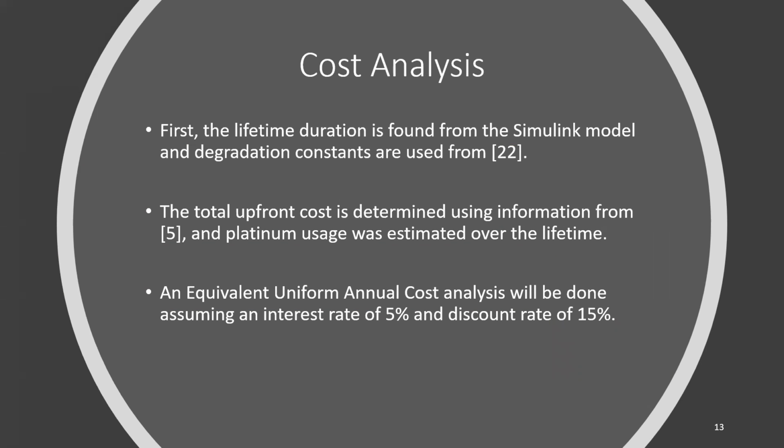Okay, so for the cost analysis, first, the lifetime duration is found from the Simulink model, and the degradation constants are used from reference 22. The total upfront cost is determined using information from reference 5, and then platinum usage was estimated over the lifetime. And an equivalent uniform annual cost analysis will be done, assuming an interest rate of 5% and discount rate of 15%.